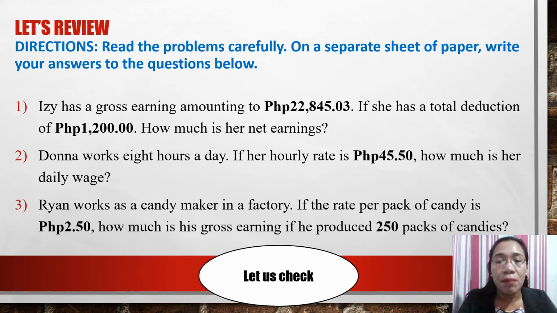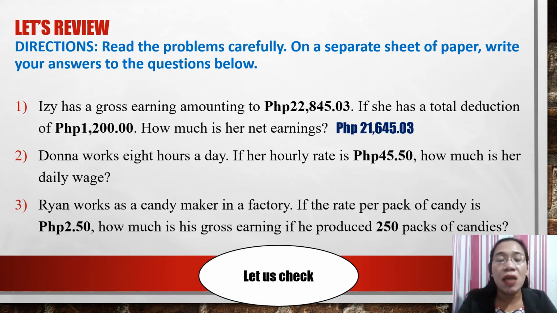22,845.03 minus 1,200. That will give you 21,645 pesos and 3 centavos. Okay, who got a correct answer? Very good. Next question. Donna works 8 hours a day. If her hourly rate is 45 pesos and 50 centavos, how much is her daily wage?